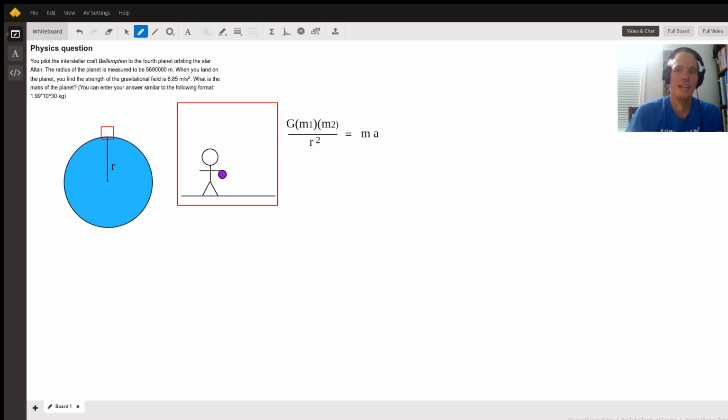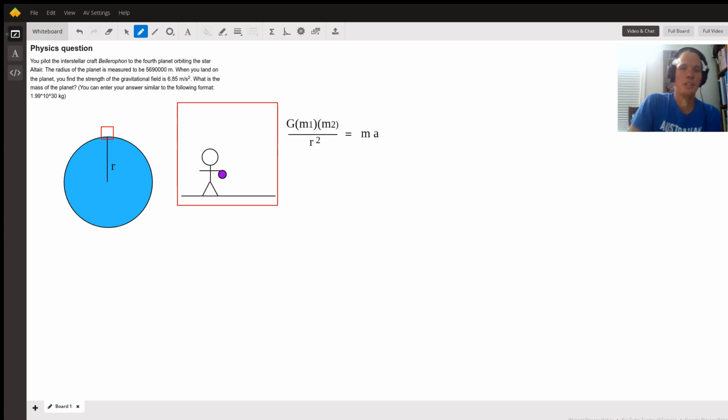So you can see you've got that blue planet right there, and it's got a radius r. If we blow up that little red square into the big square, we find ourselves standing on the planet holding a purple ball. If we were to drop the purple ball, it would accelerate. On this particular planet in the problem, it would accelerate at 6.85 meters per second squared. Here on Earth, it would accelerate at 9.8 meters per second squared. But this is a different planet that we're on.